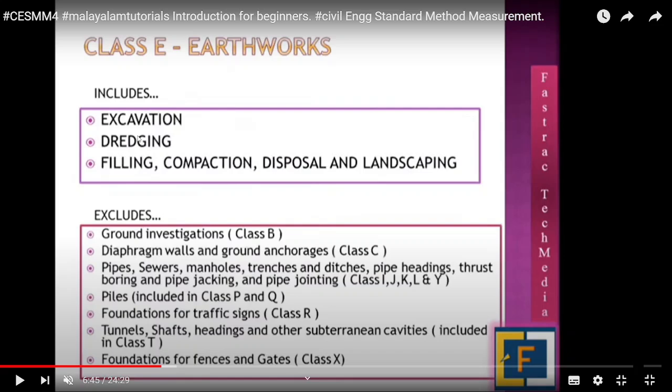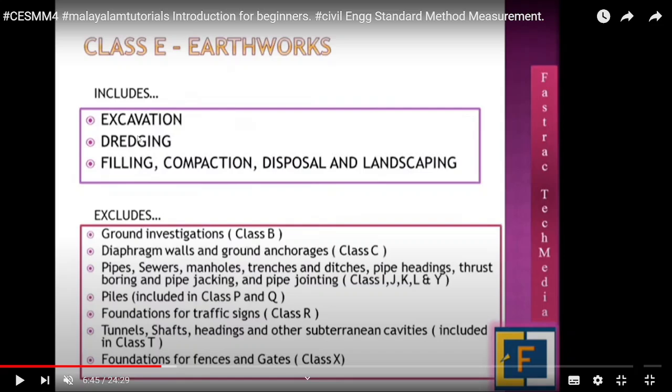Next, class C, earthworks, is coming. Previously we discussed that class B and class C also have ground investigation, diaphragm walls, ground anchorages. Those works are not included in this earthwork. Only excavation, dredging, filling, compaction, disposal, and landscaping are included.